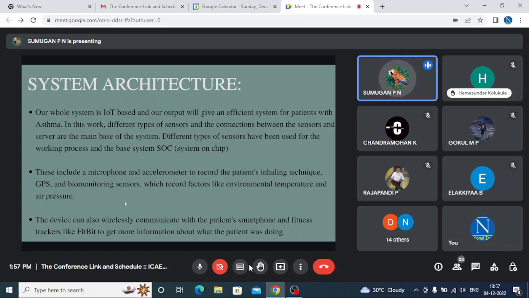Different types of sensors have been used for the working process and the base system. These include a microphone, an accelerometer to record the patient's inhaling technique, GPS, and biomonitoring sensors like temperature sensor, pollution sensor, humidity sensor, etc., which record factors like environmental temperature and air pressure. The device can also wirelessly communicate with the patient's smartphone and fitness trackers like Fitbit to get more information about what the patient was doing.